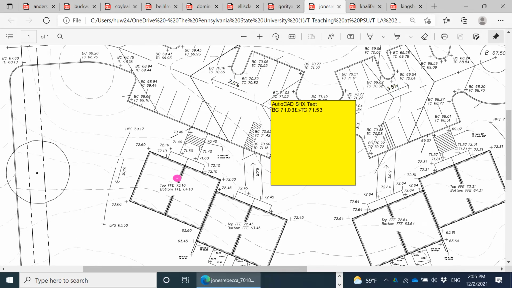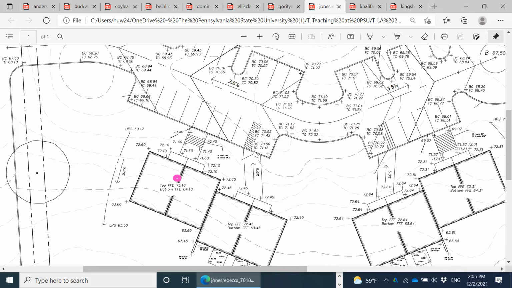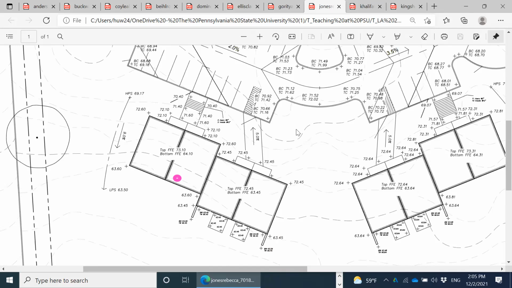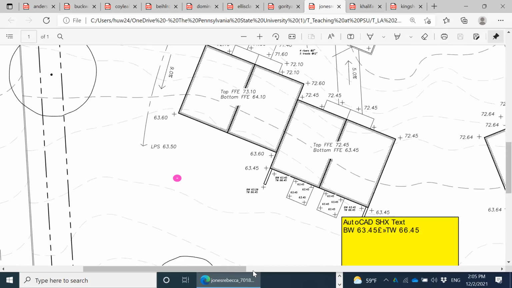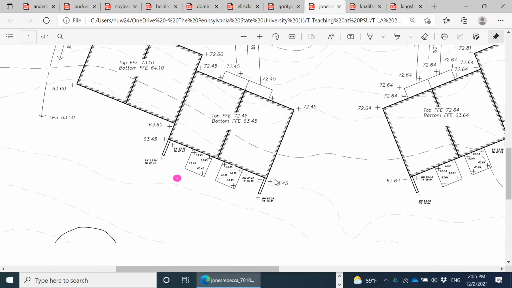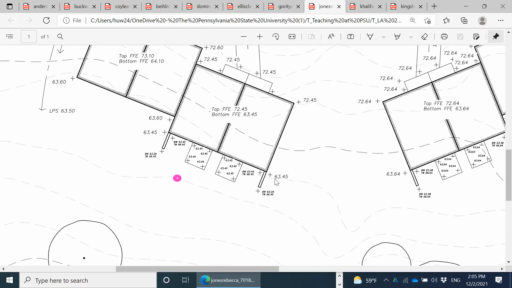if this is 71, using 71.16 to get to 72.45, okay, 63. This one you need to be sloped. All right, so the patio needs to have a 2% slope of its own. So basically, it will need to slope that way, slope this way, away from the building.